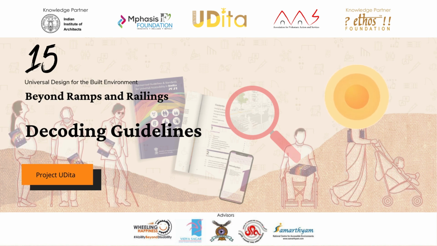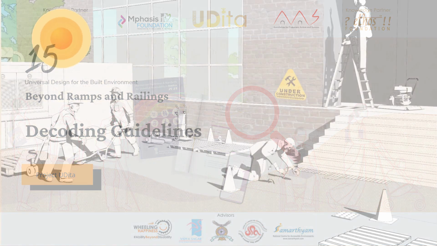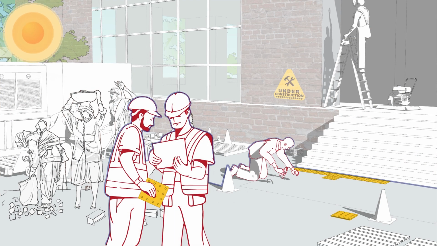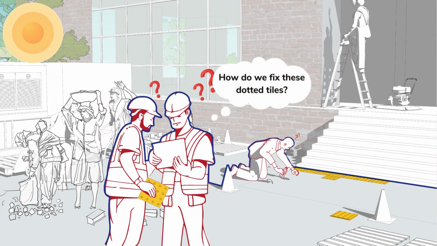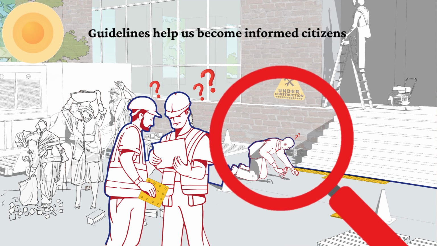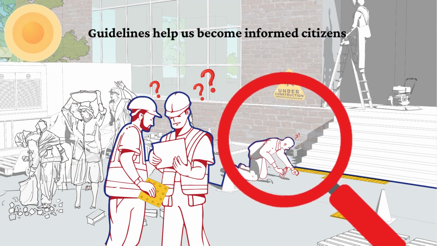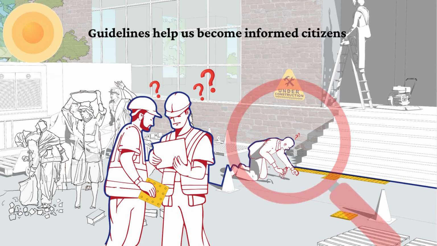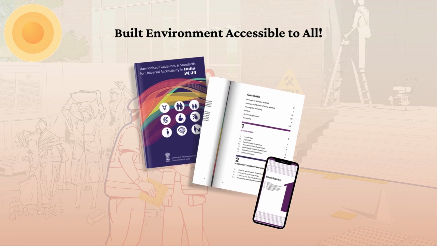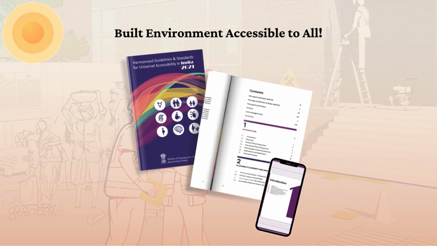How do we design spaces that are best suited to allow universal access? This is where universal design guidelines and references of best practices come to our aid to help us become informed citizens. This way, we can effect change in the right way to make the built environment accessible to all.